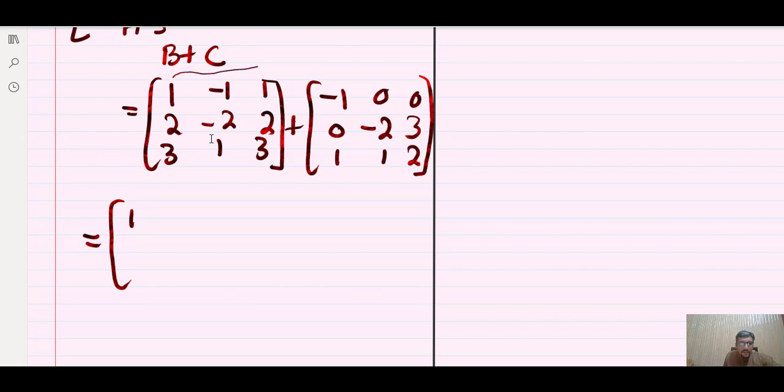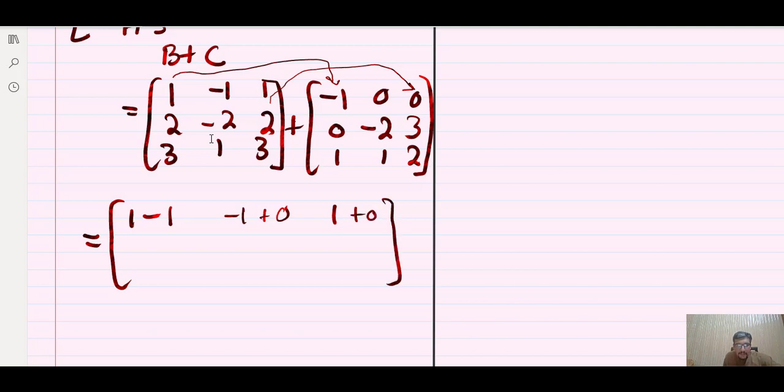This entry is going to add with this one, that is minus 1. And minus 1 of this matrix is going to add with this 0: minus 1 plus 0. In the same way you are going to add the next rows: 2 plus 0, minus 2 minus 2, 2 plus 3, and in the same way in the third row you have to add 3 plus 1, 1 plus 1 and 3 plus 2.